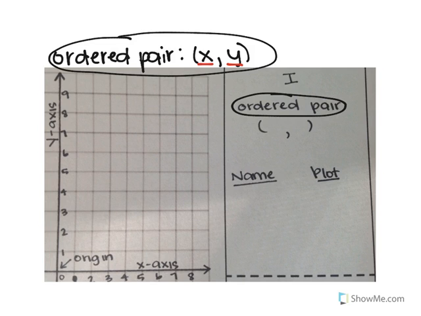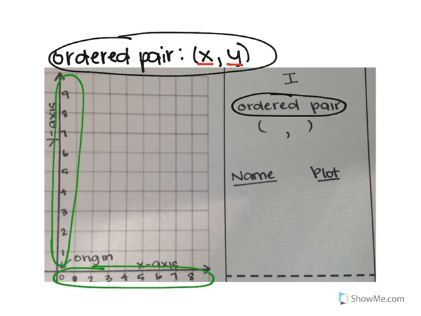I want to draw your attention to the x-axis. If you look at the x-axis right here, you'll notice that the values for all of those numbers are positive for quadrant 1. And if we look at the numbers along the y-axis in quadrant 1, those are also all positive. That means that for our ordered pair, we're going to have a positive x-coordinate and a positive y-coordinate. So in quadrant 1, your ordered pair will have 2 positive numbers.